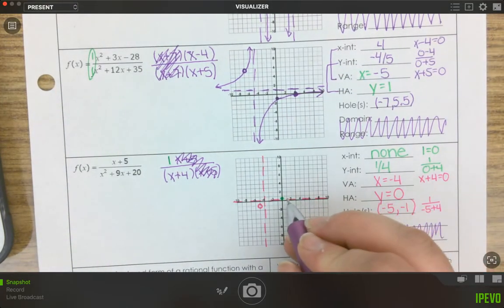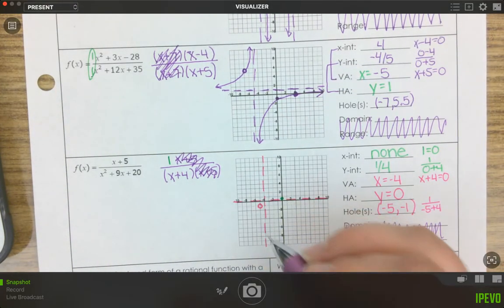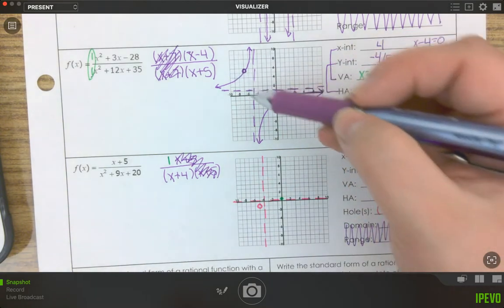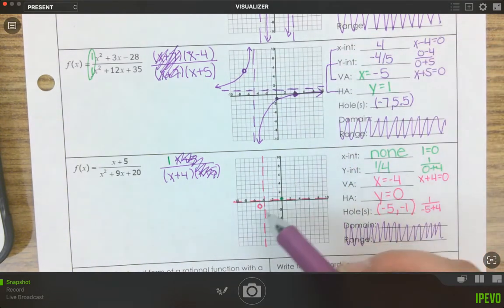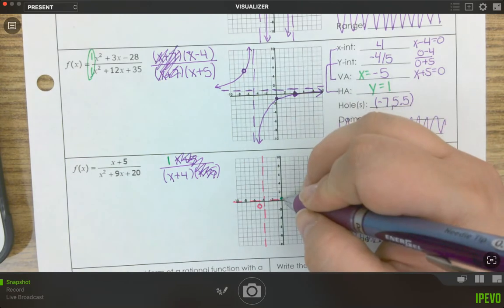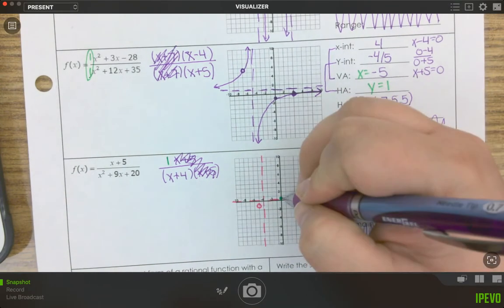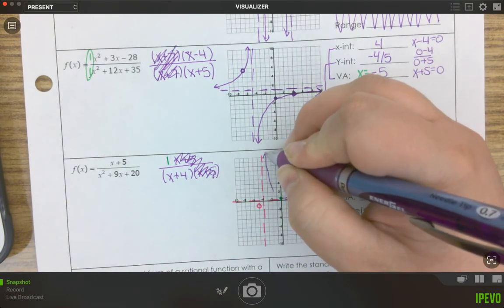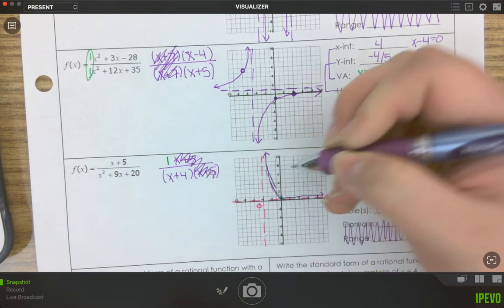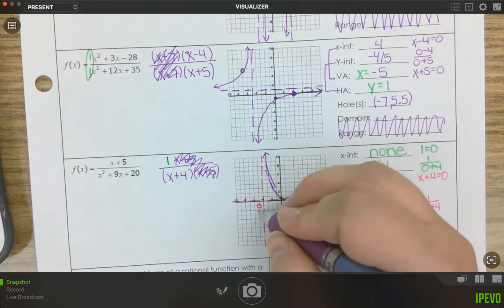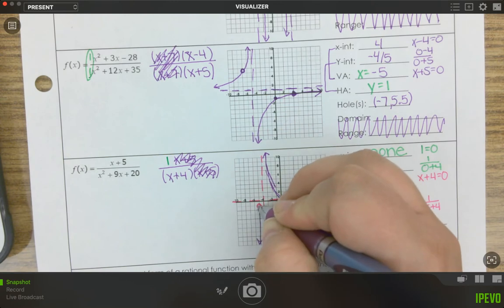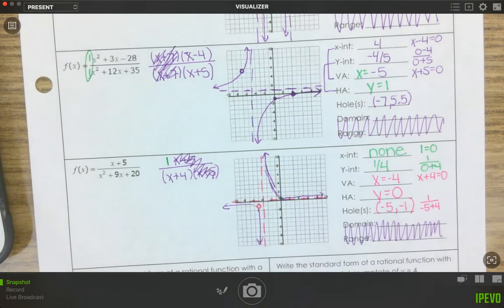Okay, so I've got 2 points, one's here and one's here. So that tells me that instead of being in these two corners, it's going to be in these two corners. Draw my line and curve it on up to the vertical asymptote. Ta-da!